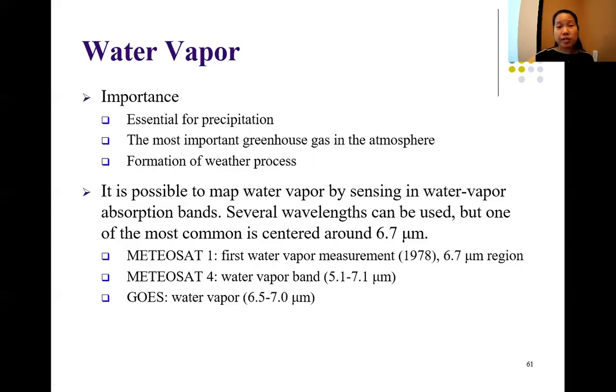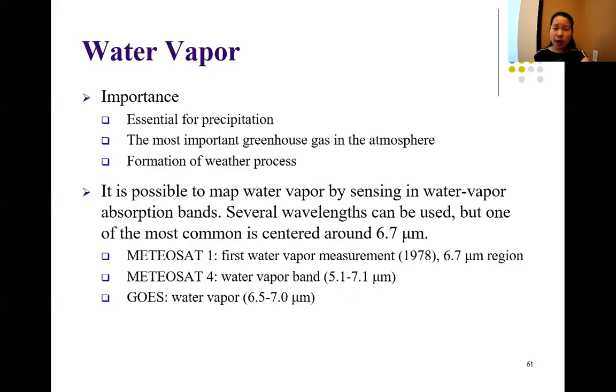And there is also some application for water vapor mapping. So it is important because water vapor is essential for precipitation. And also it is the most important greenhouse gas in the atmosphere. And it also plays an important role in the formation of weather processes.